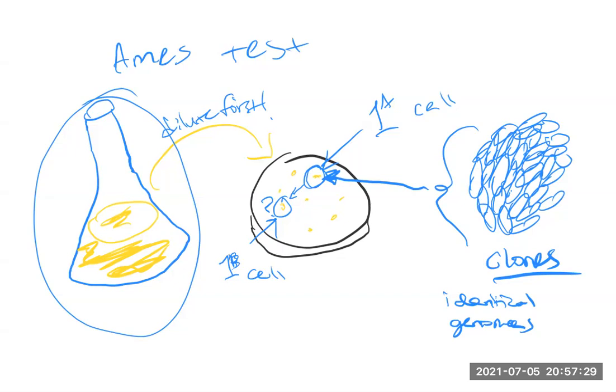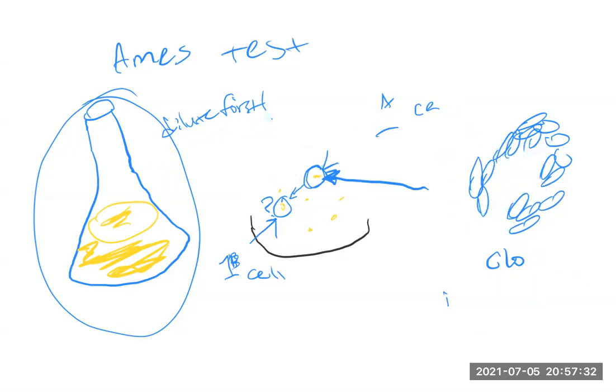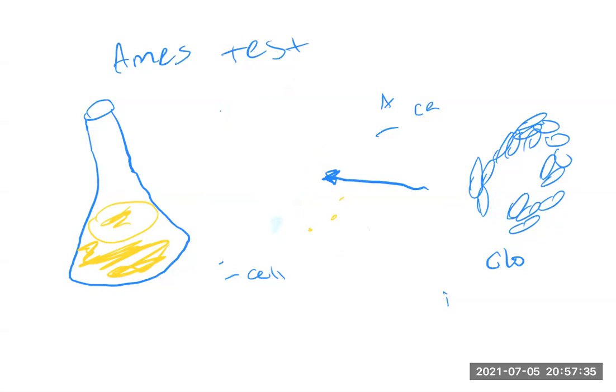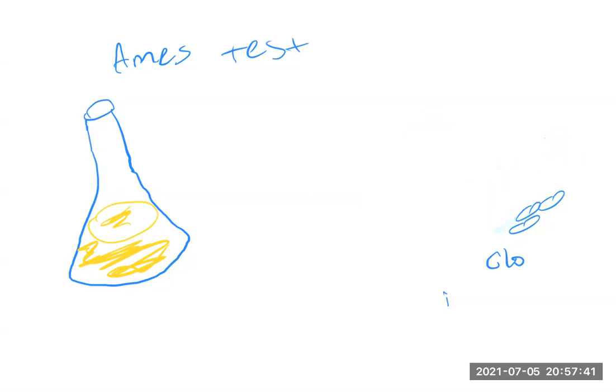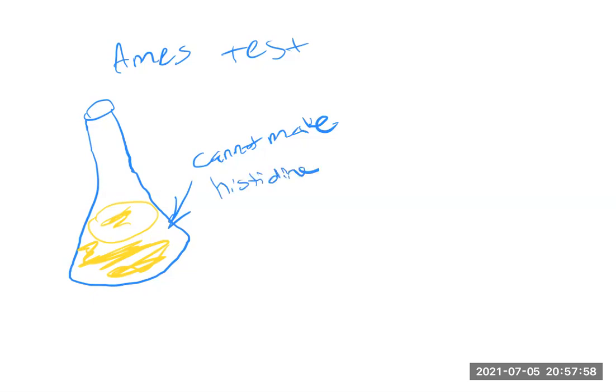So the idea here is to have our bacterial liquid culture. And our bacterial liquid culture has a specific strain of bacteria. This strain of bacteria cannot make a specific amino acid, which is histidine. So there's some kind of mutation. It's a small mutation. I think that it's a SNP. You can watch my other video on types of mutations. So this is a single nucleotide polymorphism.